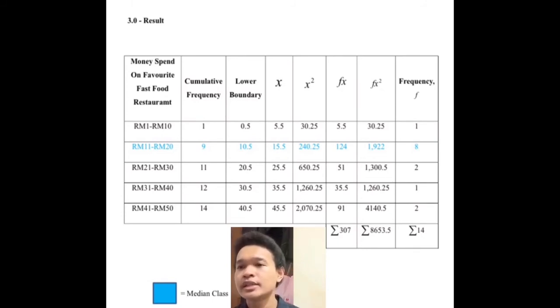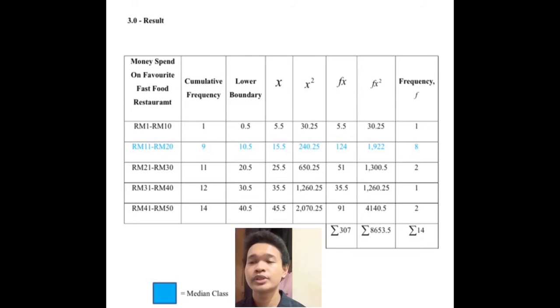RM11 until 20 ringgit. To get the lower boundary, we just take the class limit before. The class limit before 11 ringgit is 10 ringgit. So we just add the 10 ringgit with 11 ringgit and divide by 2, and we get the lower boundary. Okay, we move to the fourth column.